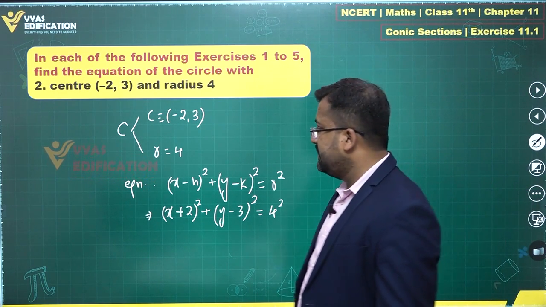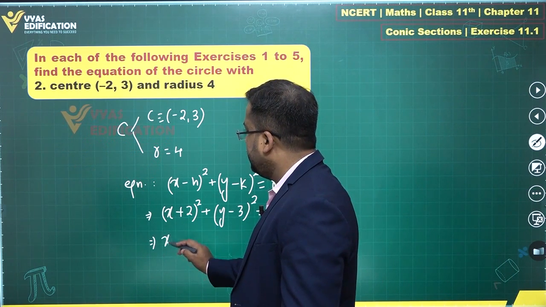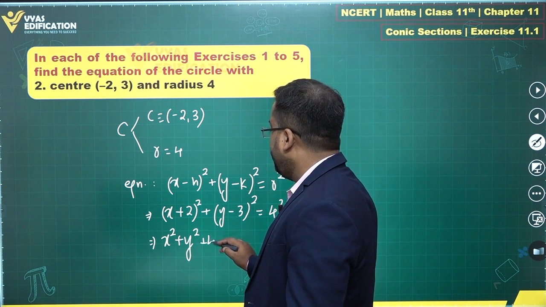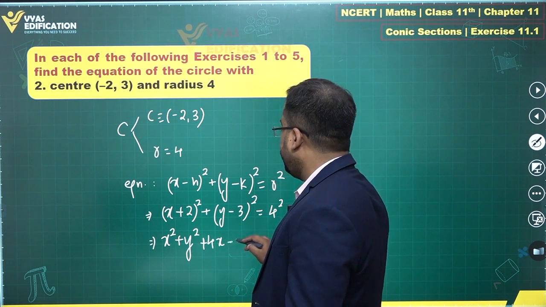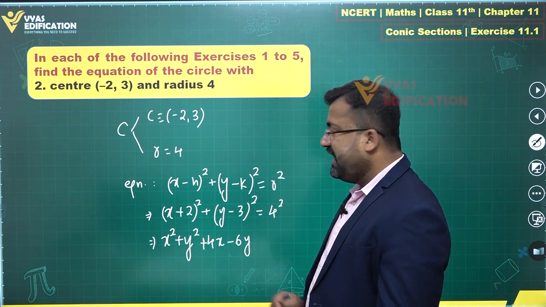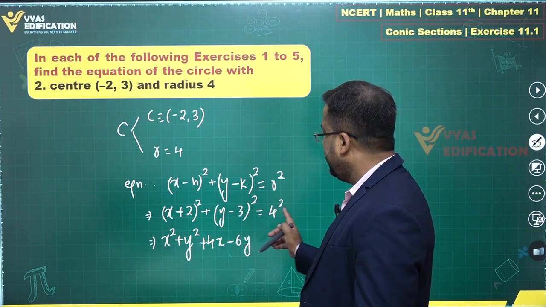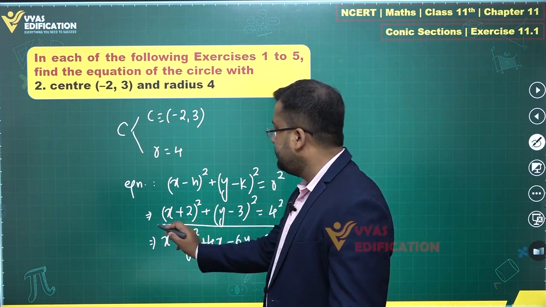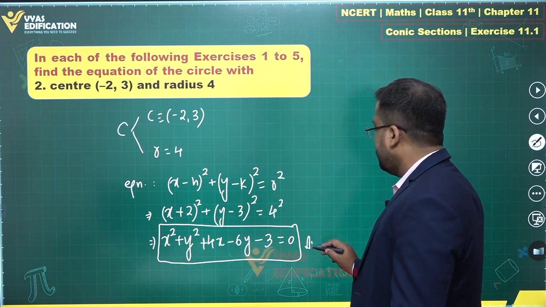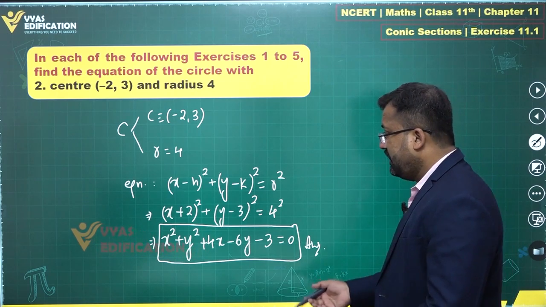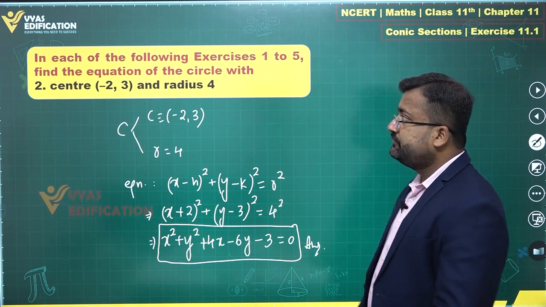This is the equation of the circle. Let's simplify this further. This is x square plus there will be y square from here. There will be 4x from here, and there will be minus 6y from here. There will be 4 and there will be 9 from here. 9 and 4, 13, and there will be 16 over here, which will give me a minus 3. And yes, this is the equation of the circle. A bit of calculations, and that is all that you have in this question.